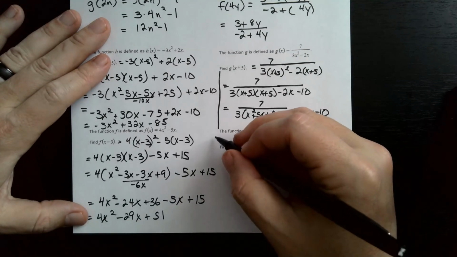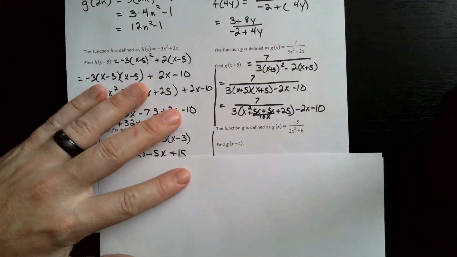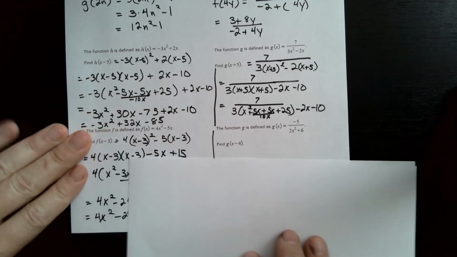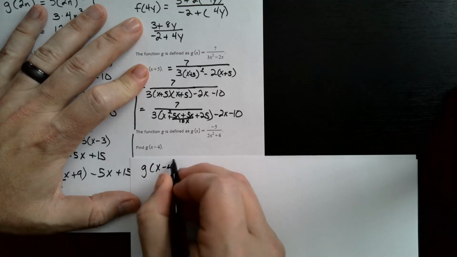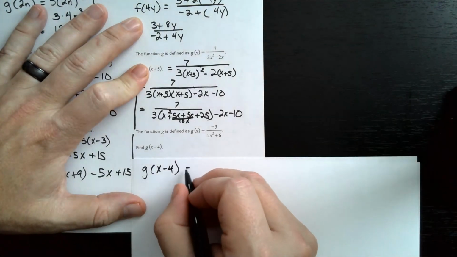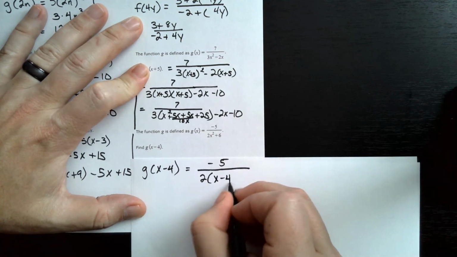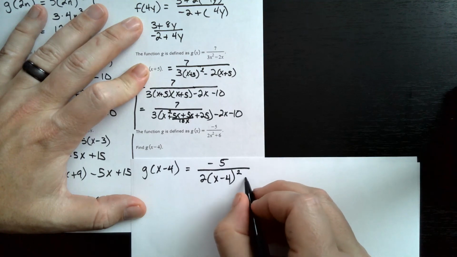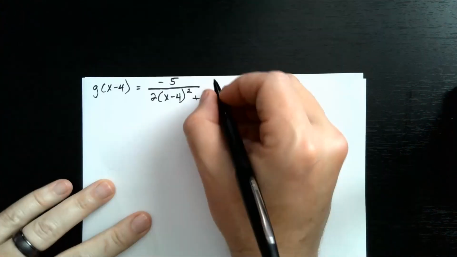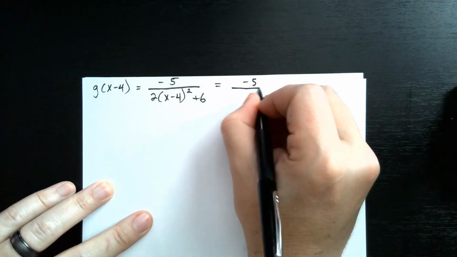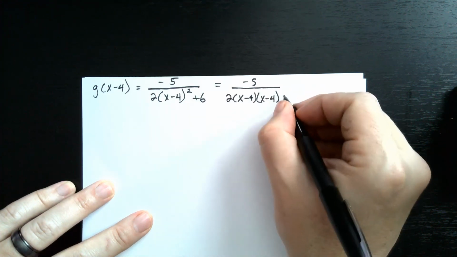Okay, and now for the last one. So I probably won't have enough room on this, so I'll do it on a separate sheet of paper. So we're going to be finding, let's see here, we have g of x minus 4. So that'll be negative 5 divided by 2 times x minus 4 squared plus 6. Okay, so that's going to be negative 5 on top, 2 times x minus 4 times x minus 4 plus 6.